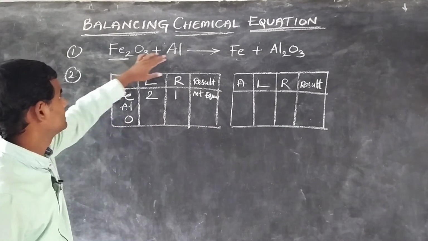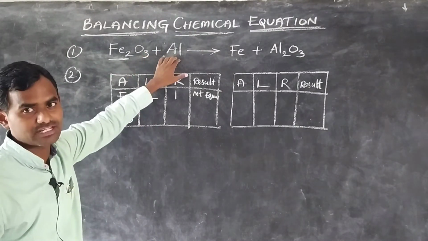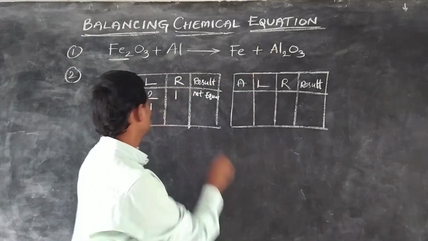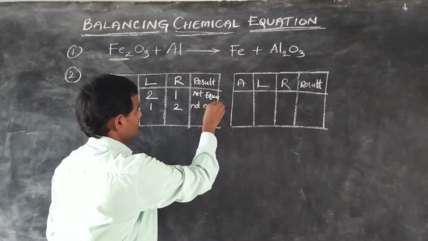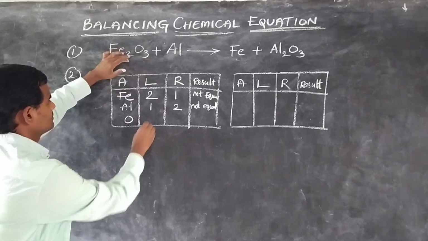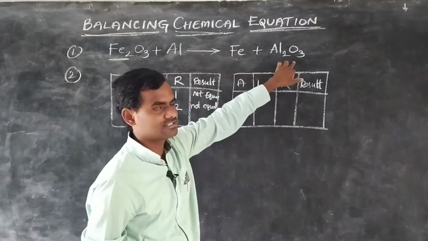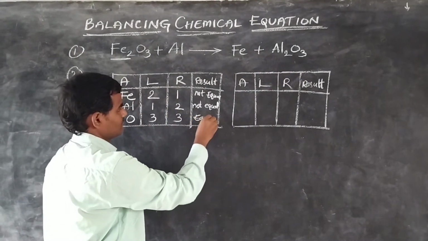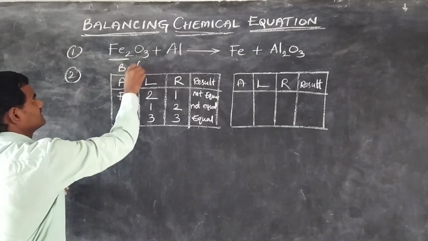Next, aluminium. The number of atoms on left hand side are 1 and right hand side are 2. So it is also not equal. We have to balance aluminium also. Next, oxygen. The number of oxygen atoms on left hand side are 3. The number of atoms on right hand side are also 3. It is equal. This is before balancing.